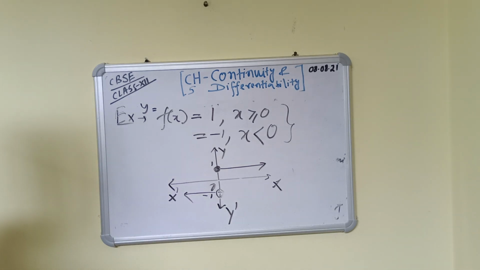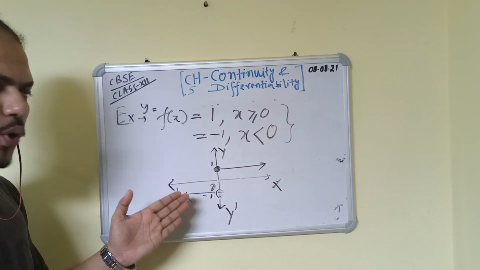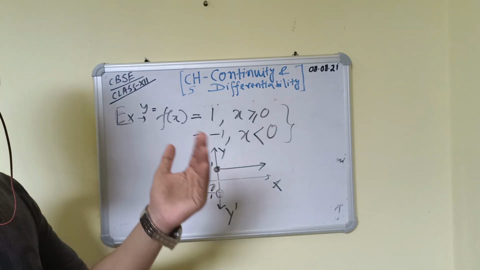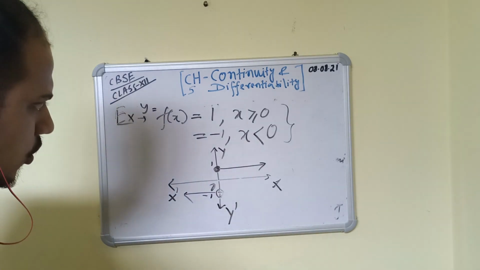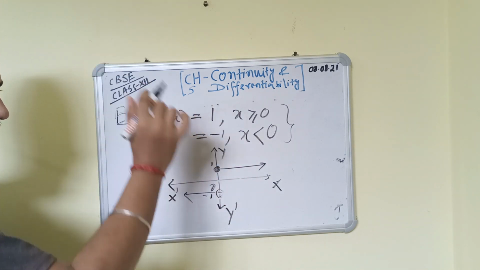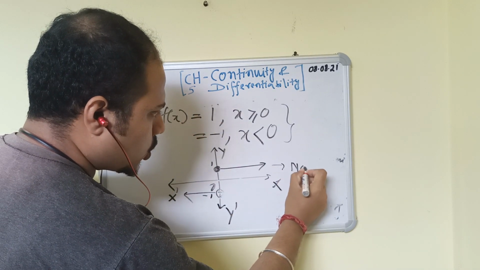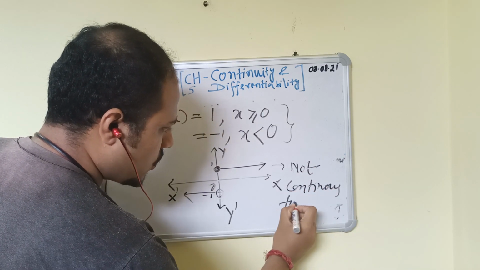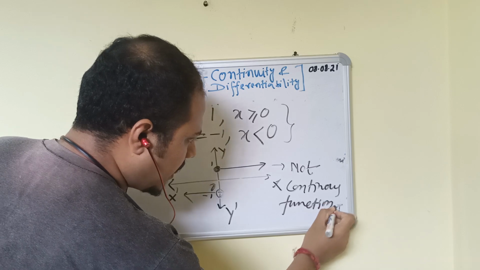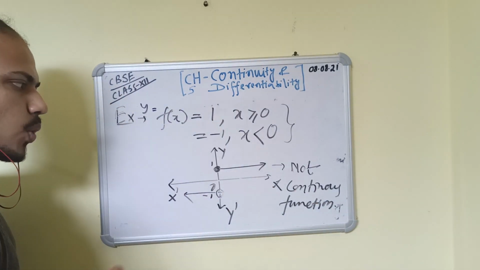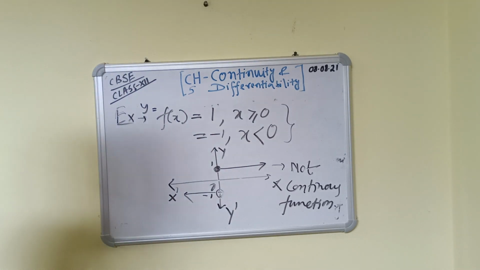Fine. Okay, next. So now clearly you see that we can't draw this type of curve without lifting the pen. If you draw this type of curve, we need to lift the pen. So that's why this is not a continuous function, because we can't draw this type of curve without lifting the pen.